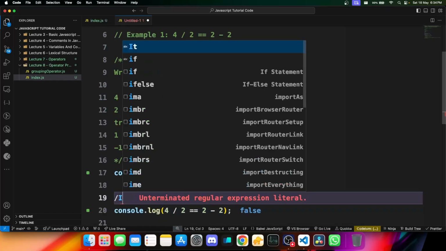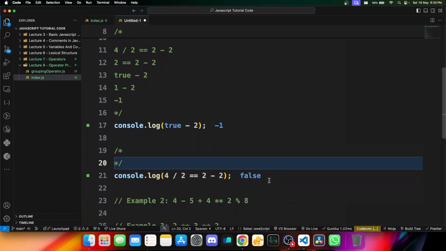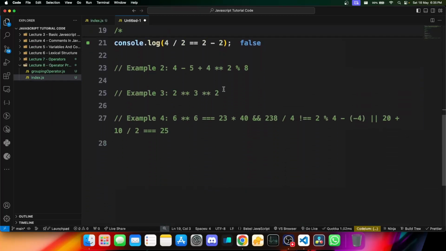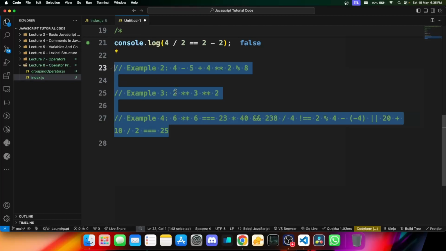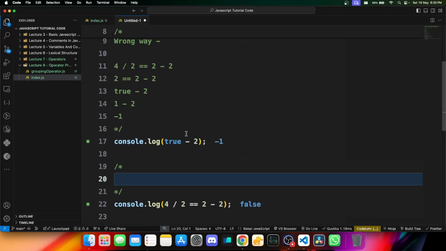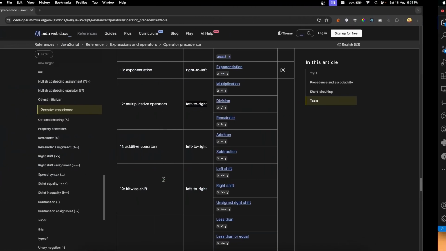Now let's see how we are going to use the precedence and associativity rule to get to the correct answer of false. And by the way, this example won't need associativity rules to be used. These three examples would need it, but not this one. So let's see. You can see here that we have divide, double equals, and the minus operator.